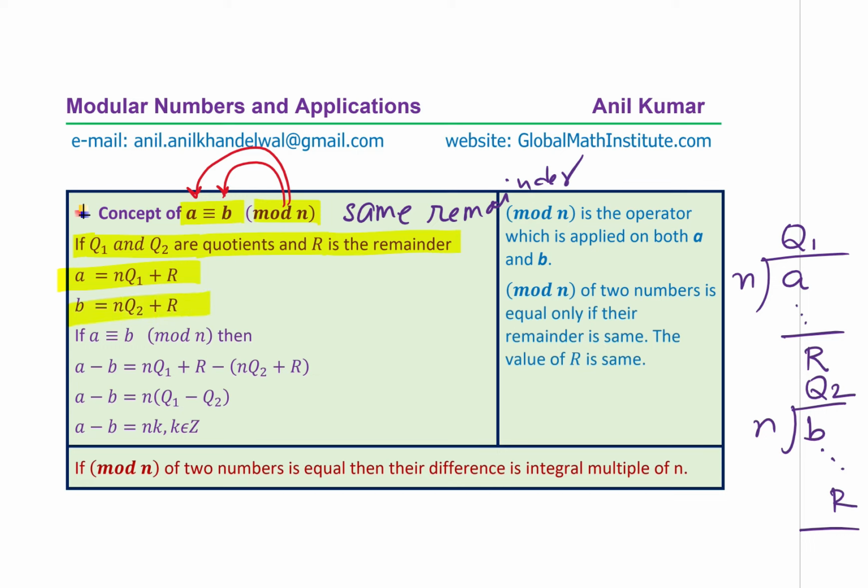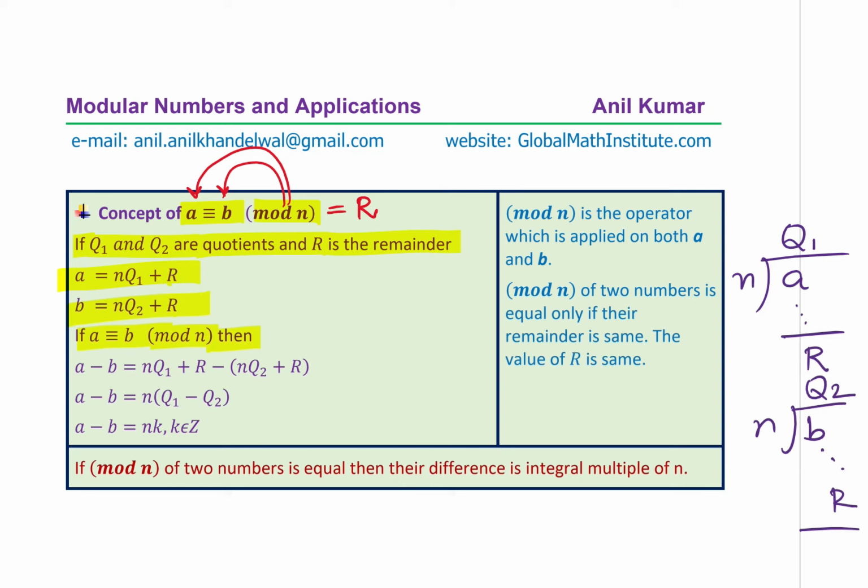So now, because I'm saying A is congruent to B mod N, therefore R and R are same. Is that clear to you? Just because of that. And the value of this expression is also equal to R, right? So whenever I'm saying A is congruent to B mod N, we're actually looking at the remainder R, correct? That is the remainder. Now, if I do A minus B, what happens?